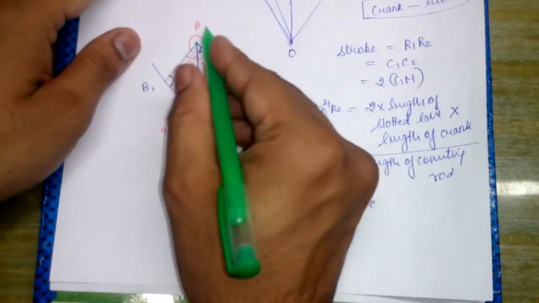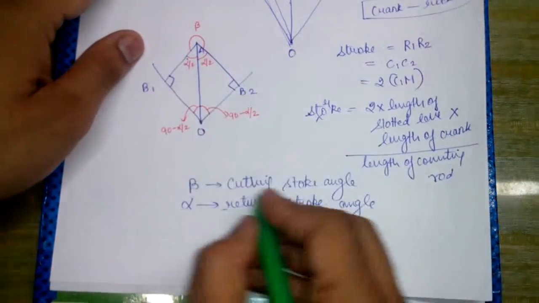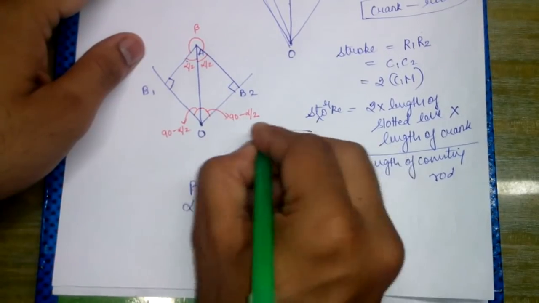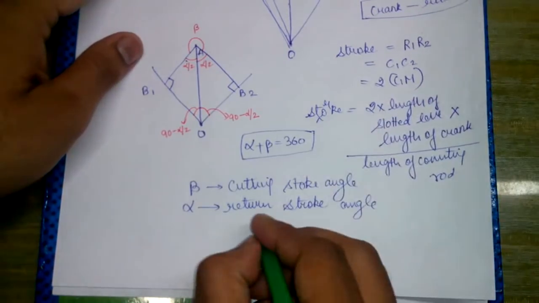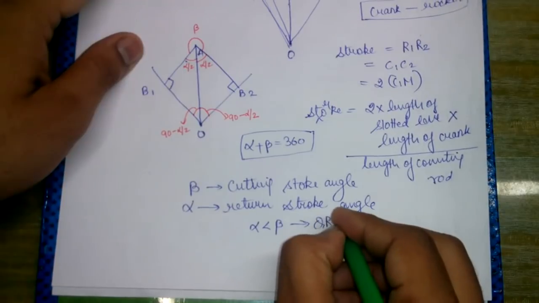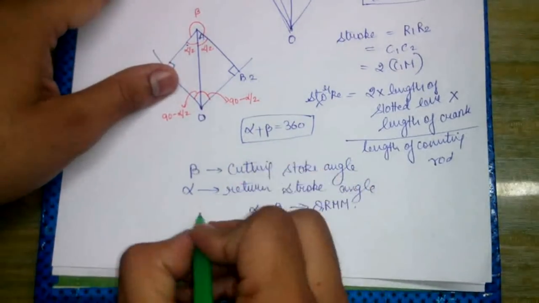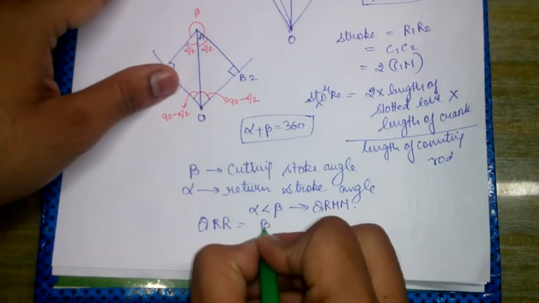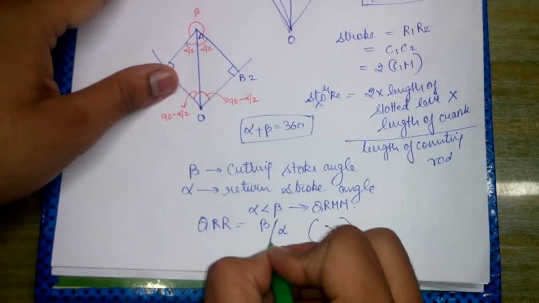If we look here, this entire angle is alpha, this is beta. So alpha plus beta is equal to 360 degrees, because these are the angles at a point. Generally alpha is less than beta in the quick return motion mechanism. We define a term, the quick return ratio. Quick return ratio is equal to beta upon alpha, and it is always greater than 1.